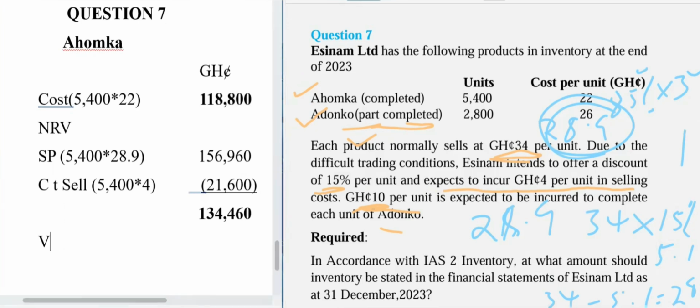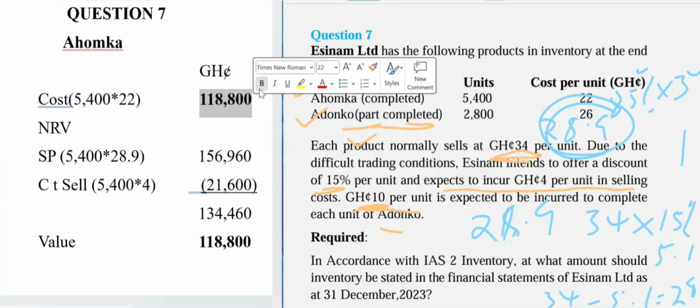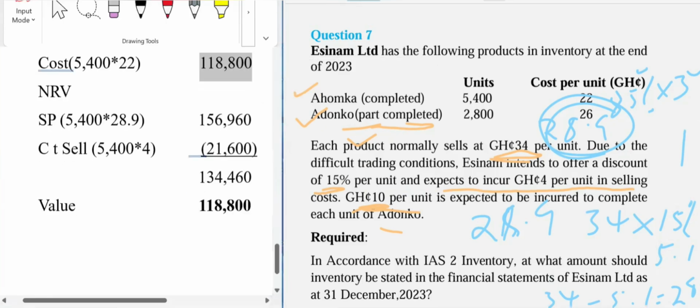So comparing the two, the value of inventory will be the lower, right? So what's the lower? The lower is the 118,800. So this is the lower. So this is the value that we are going to record for Ahumka, right? That's the value we are going to record for Ahumka. Very simple. We said just compare your cost to your NRV.